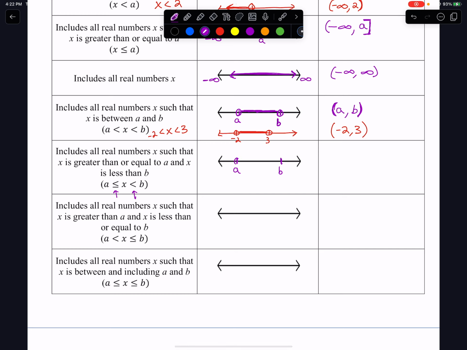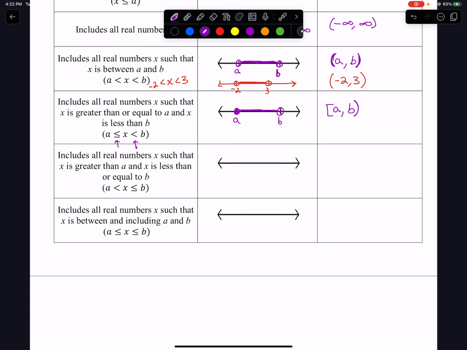Now at a, we're doing a closed circle because it can be equal to a. And at b, we're doing an open circle because it cannot be equal to b. All right, that's how we would graph it. For interval notation, we would say starting with the lowest number a, and we would include the a, so we would use a square bracket, that means includes, and end at the highest number b, but we don't want to include that, so we would use a round bracket.